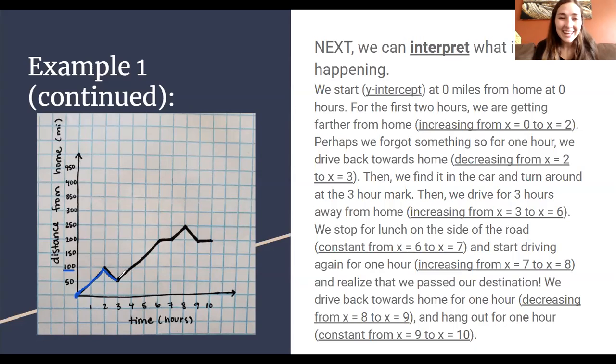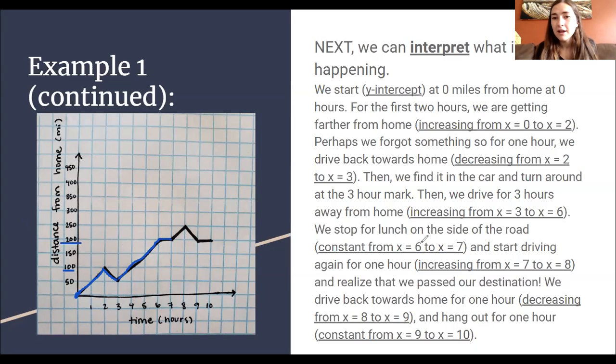So then we start driving again, got to make up for lost time. Oh, so it looks like now we're at 6 hours. We've been driving farther away from home for the past 3 hours. So for 3 hours, we're increasing, getting farther from home. Our total trip is 6 hours, and it looks like we are now 200 miles from home. We're tired. We've been in the car for 6 hours, so we stop to take a lunch break and stretch our legs a little bit.